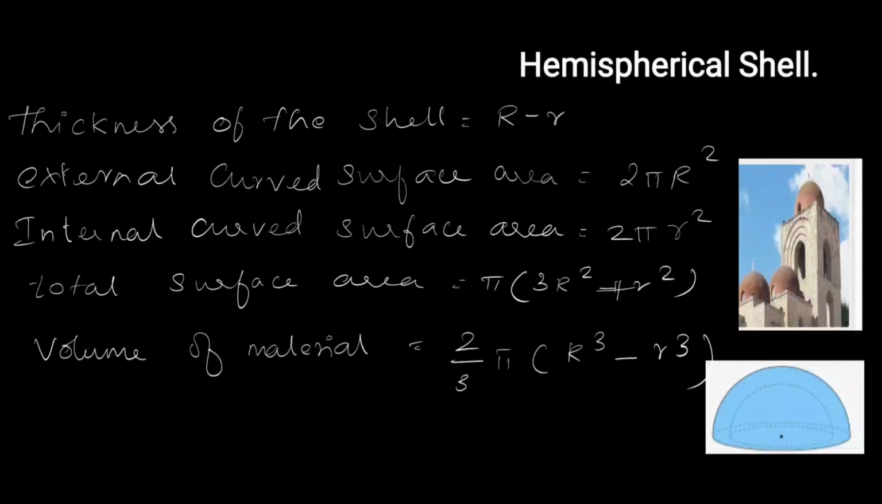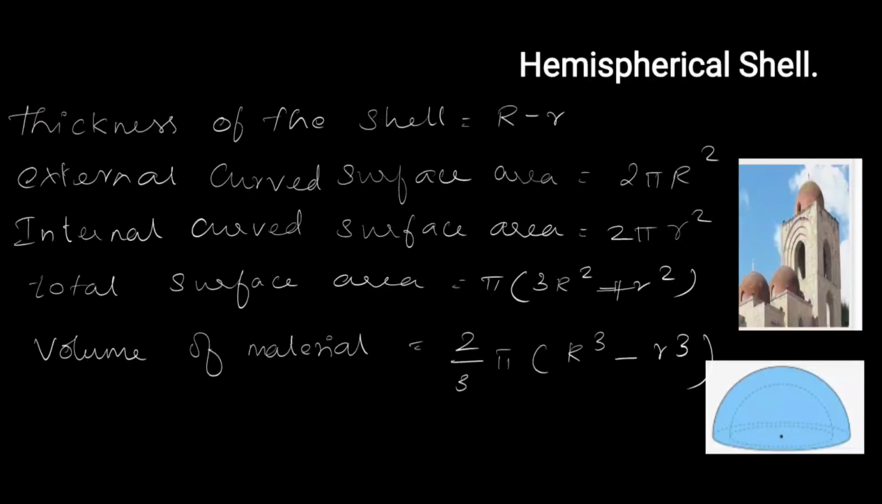Next, external curved surface area and internal curved surface area. As we have two radii, the curved surface area also varies. The external curved surface area is 2 pi capital R square, and the units are square units. In the same way, internal curved surface area is 2 pi r square, square units. Here it is small r.